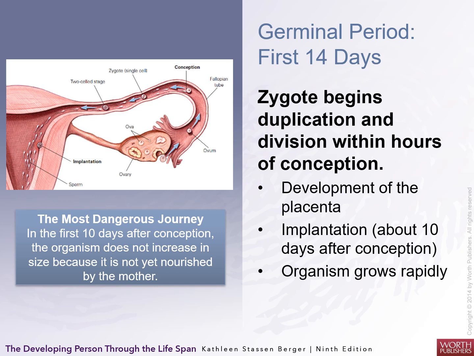During the germinal period, the first 14 days, the zygote begins duplication and division within hours after conception. You see the development of the placenta, the implantation about 10 days after conception, and the organism grows rapidly.